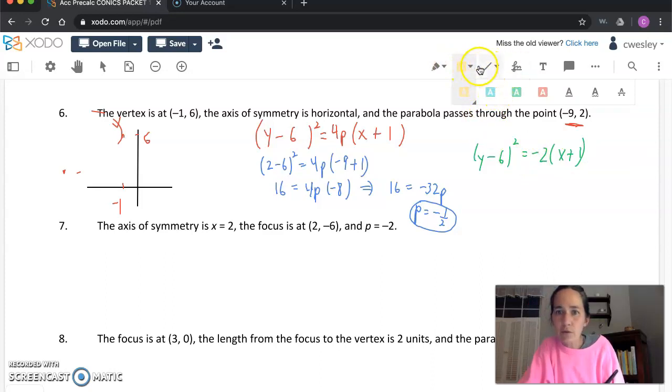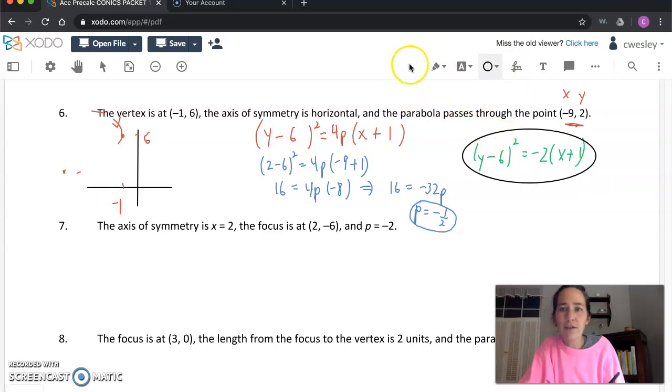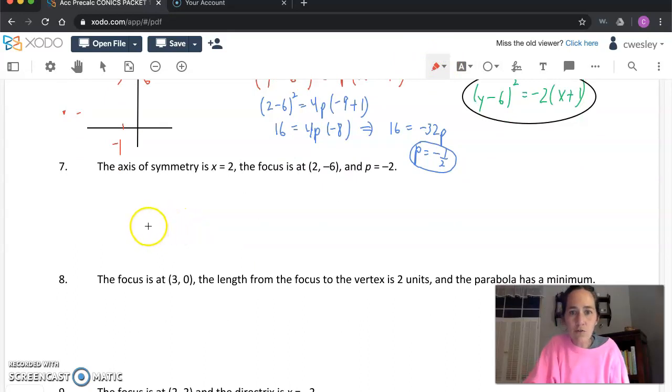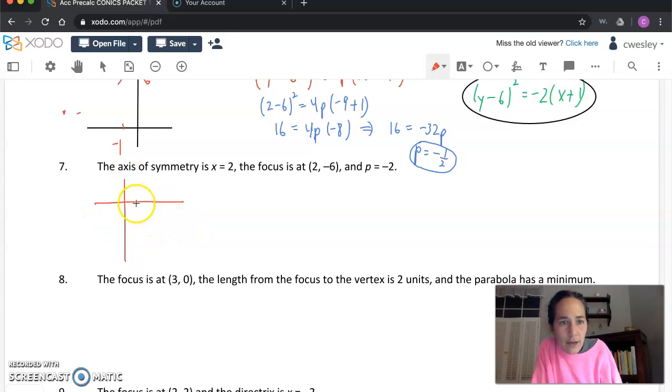Move on to, okay, I don't really know what that does. Circle that answer and move down to number 7. Okay, axis of symmetry, x equals 2. Focus is at 2, -6. So we have axis of symmetry at x equals 2. The focus has to be on this line. So 2, 1, 2, 3, 4, 5, 6.